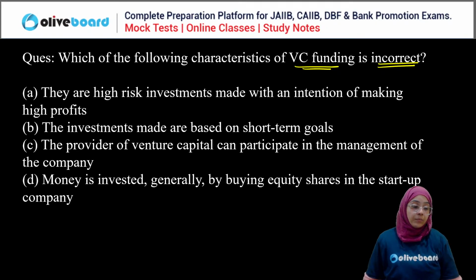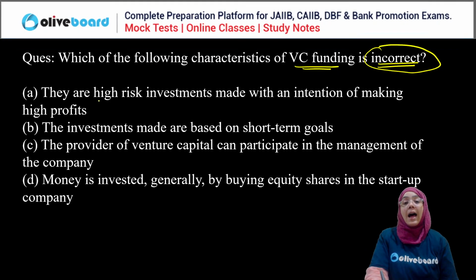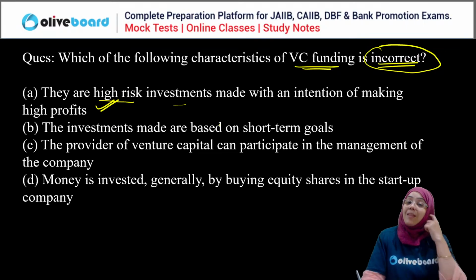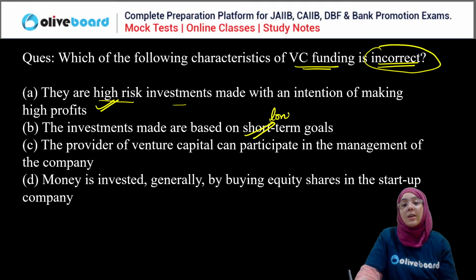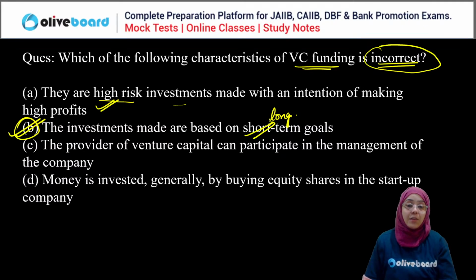Okay, so Naveen, Gopal, Krishna, Vivek, Mohan, you are all saying B. Only Naveen is saying C. When we talk about venture capital funding, we have to choose the incorrect statement. Focus on this point first. They are high-risk investments made with an intention of making high profits: correct statement. These investments are made on short-term goals: no, it is actually made on a long-term goal. So B is the correct answer, because B is the incorrect statement.